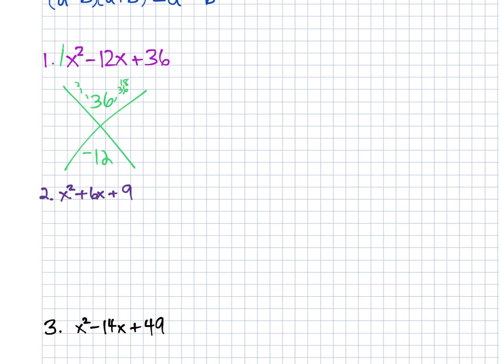3 times 9 is not 36, sorry. There we go. 3 and 12 does not add up to 12. And then 4 and 8 does not add up to negative 12. I'm not picking the right numbers, sorry. 4 and 9, here we go. That does not add to 12, and 5 does not go into 36, and then negative 6 times negative 6. So that's where we're going to get 12.